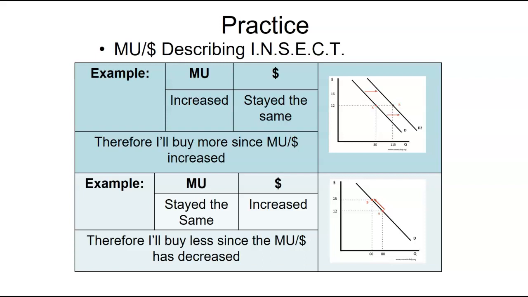Now, to kind of wrap this up, we're going to be doing some practices in a second, but we can look at this marginal utility per dollar and link it to the demand curve. So if your marginal utility per dollar, or if your marginal utility increased, that's a change in your demand. If your price stayed the same, then you have that curve on the right where it's actually shifting over. Therefore, we're going to buy more since the marginal utility per dollar has increased.